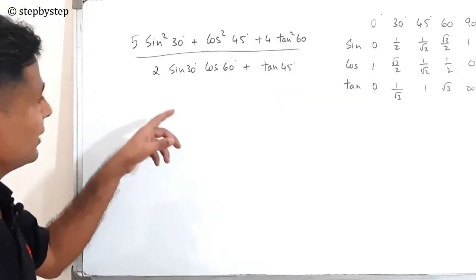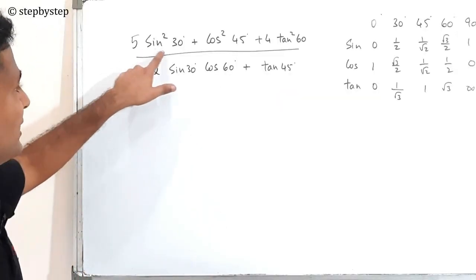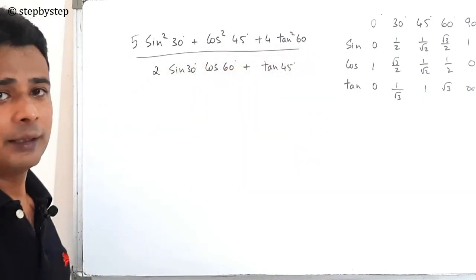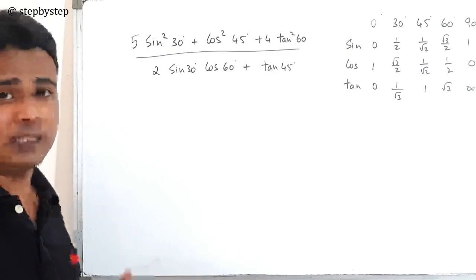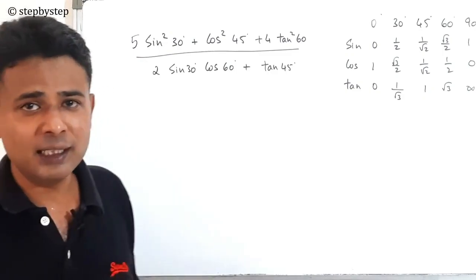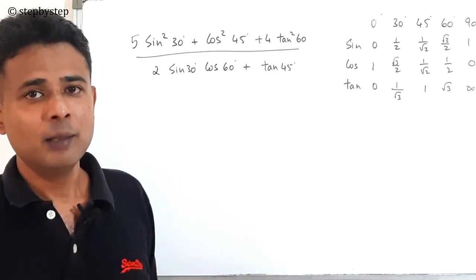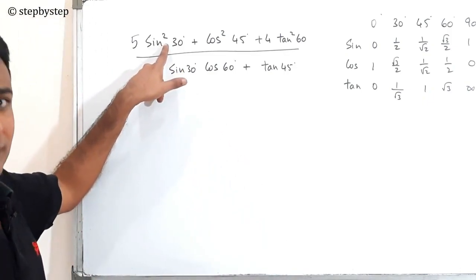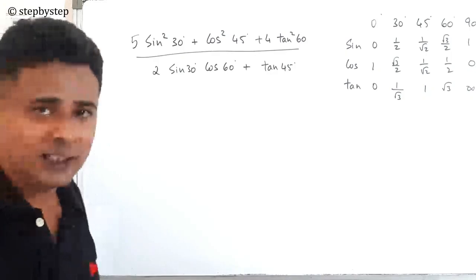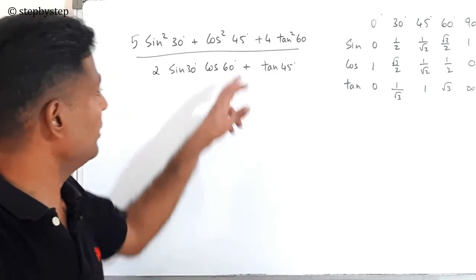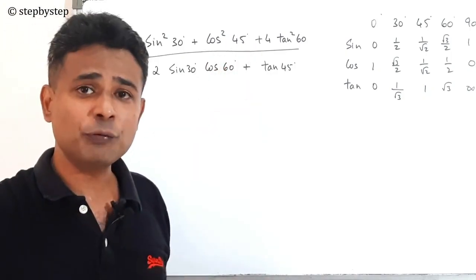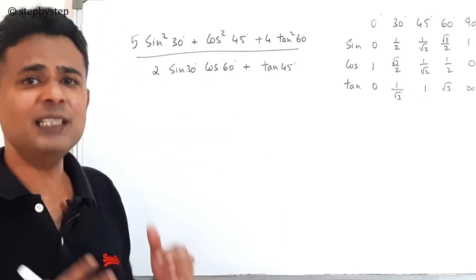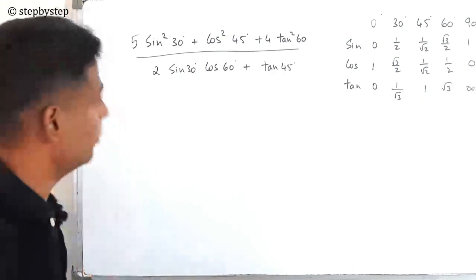Alright guys, now the next question, they have asked you to evaluate 5 sin square 30 plus cos square 45 plus 4 tan square 60 by this. Now, sin square 30 is actually sin 30 whole square, but instead of writing it in the form whole square, it is much easier to write it like sin square 30. Similarly, cos square 45 means cos 45 whole square. So if they had given you sin cube 30, it would mean sin 30 whole cube.